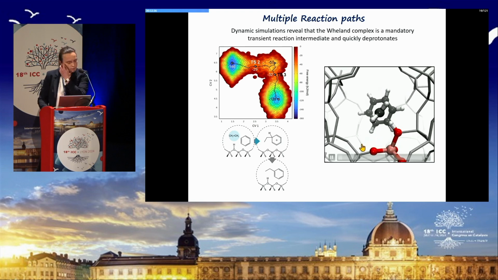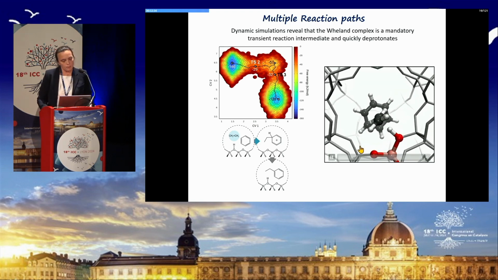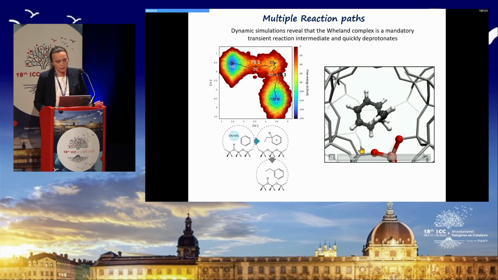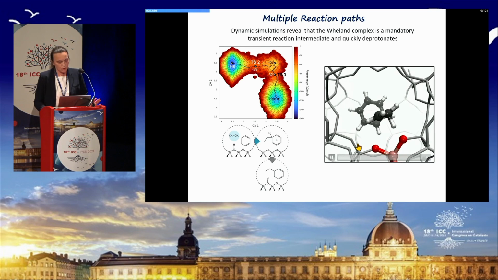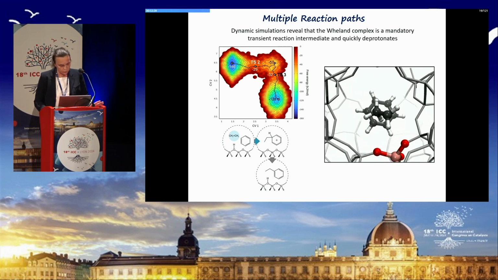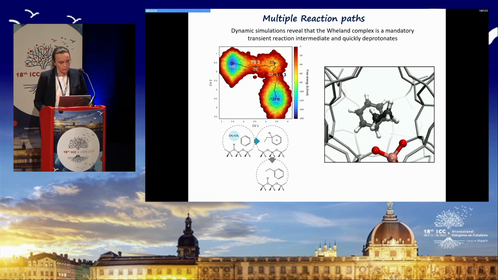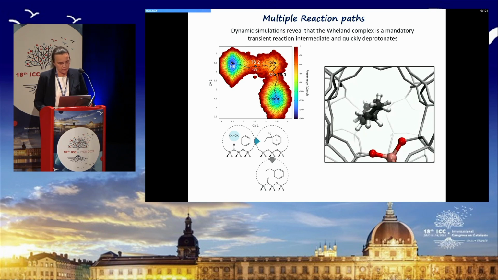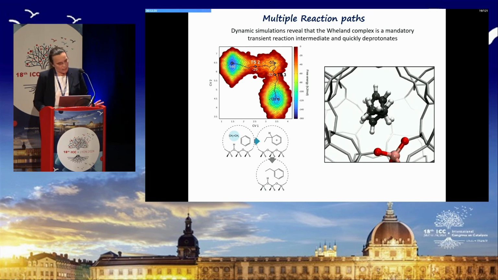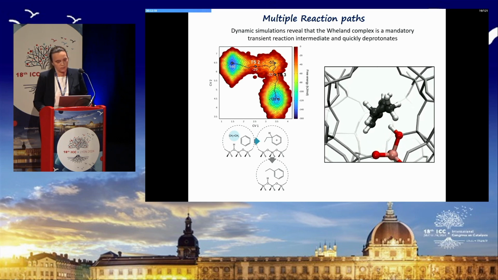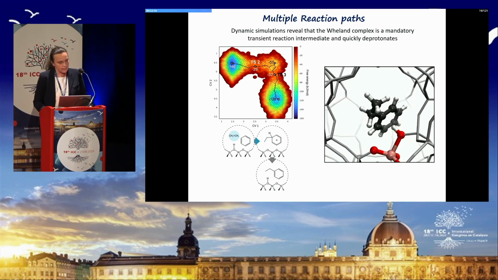So let us have a look at the movie. Let us follow very closely what happens. At a given moment, we should see the formation of the Wheland intermediate, and then normally after, we will see quick deprotonation. So we have to be a little bit patient to see it happening. So voila, it has happened.